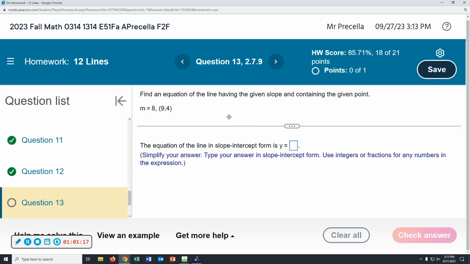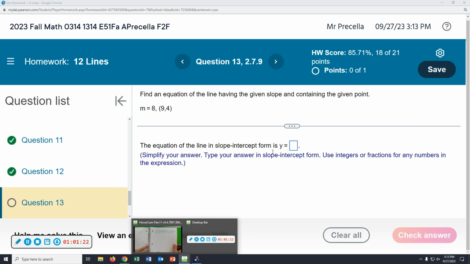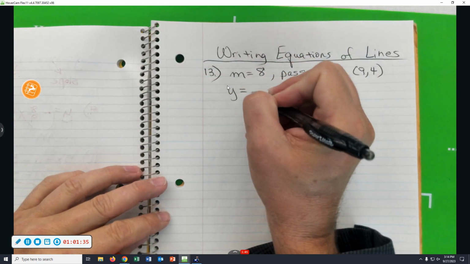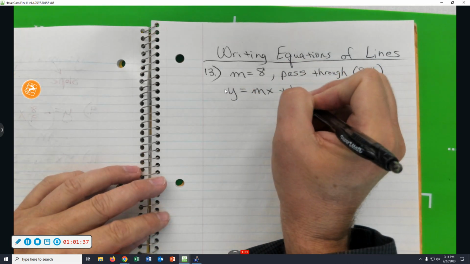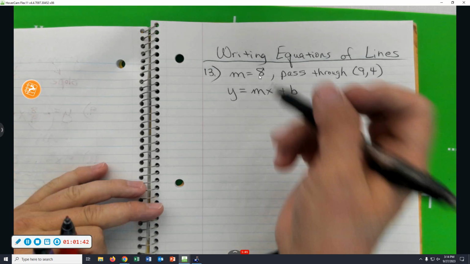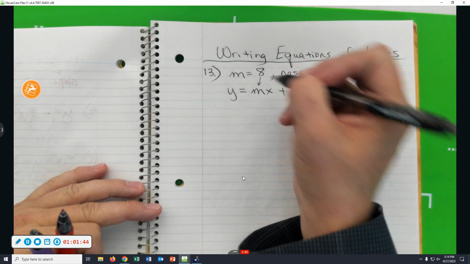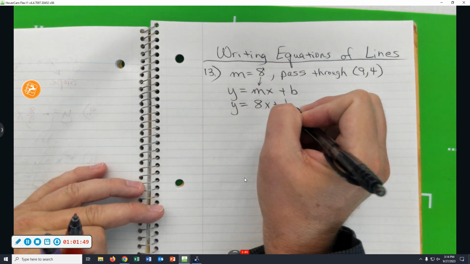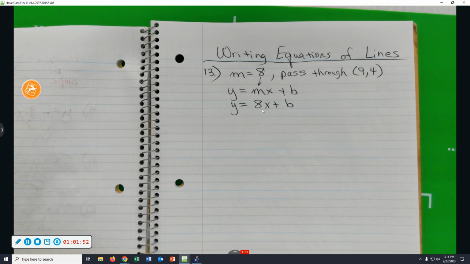Okay. Let's switch to the paper. So we're trying to write the equation in slope-intercept form. You see, it's already written y equals. We've got to fill in the rest of this, mx plus b. So we know slope-intercept form is y equals mx plus b. And I think we know what m is. 8. They gave us that m is 8. So y equals 8x plus b. The only problem is they didn't give us the intercept.